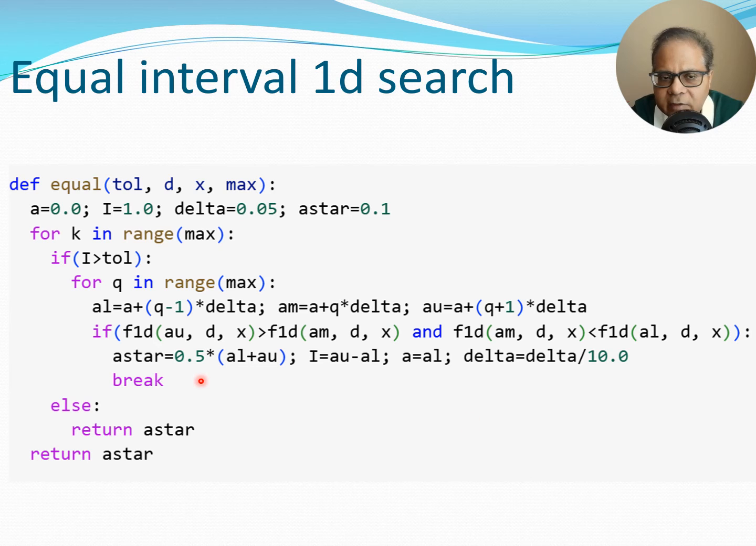Then I declare the minimum point to be the mean value of those lower and upper bounds, and i is going to be the difference between the alpha upper bound and alpha lower bound, and I set the new alpha as the alpha lower bound, and I decrease delta, so I divide delta by 10. So each time you go through this particular system, you are going to bring down the interval more and more, and in the end this method is going to converge, and I'm finally going to return a star, which is essentially the optimal value of alpha for this problem for the given dx at the current iteration.